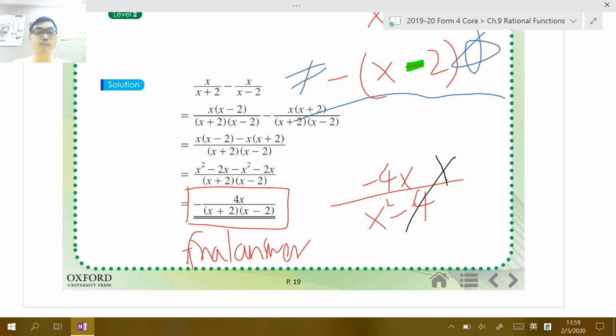The reason is that when we do any algebraic fractions, or later rational functions, we always want to keep things factorized. That means we should always have brackets in both the numerator and denominator as much as possible. So if you already have x plus 2 and x minus 2 factors, don't expand them. If you expand, you just go back to the original. This is not what we want. So remember to keep all the brackets, no matter in the denominator or numerator.